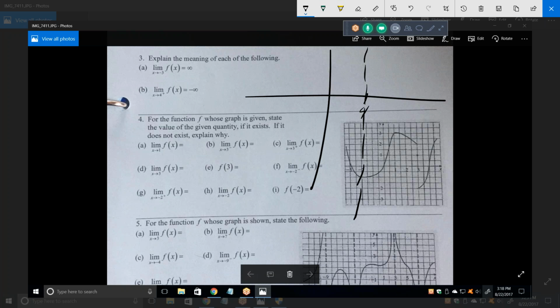Now the only thing, I don't need to be right and left. I don't need this limit to exist at 4. Because all I need is for it to exist when I'm approaching 4 from the right. So how about this kind of a function?